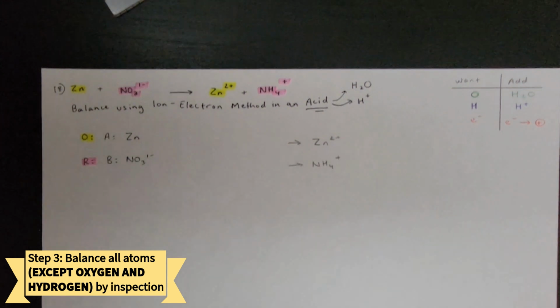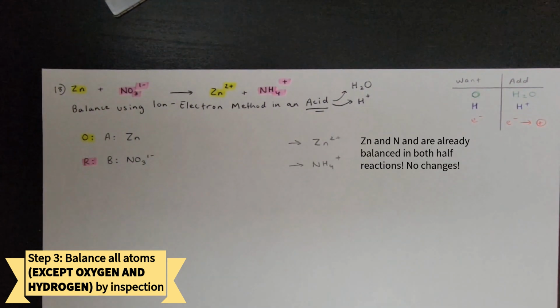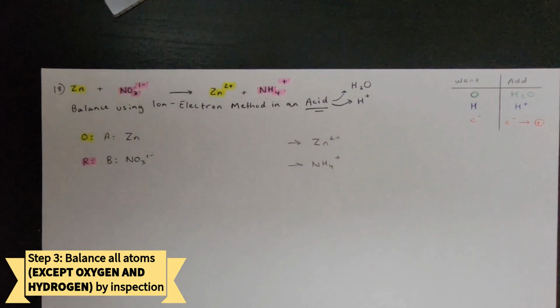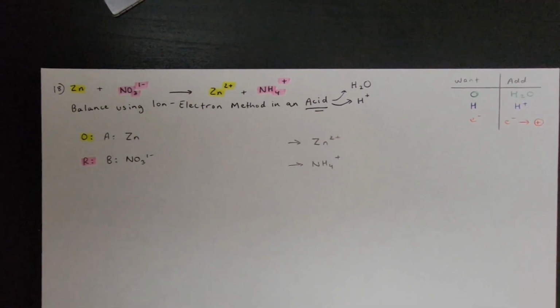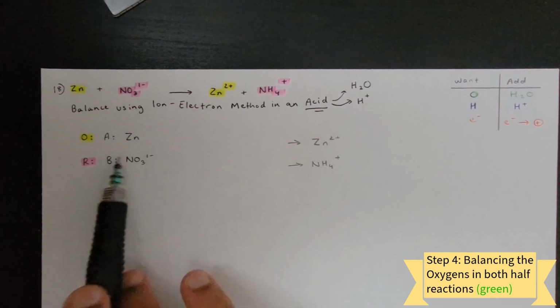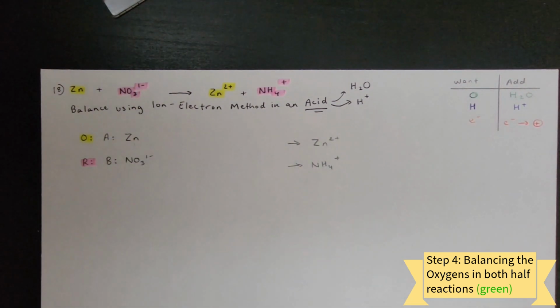We can see that there's one Zn on each side, so it's already balanced, and one N on each side, already balanced. So now we can keep going and start balancing using OH and electrons. Starting with oxygens, we can see that reaction A doesn't actually have any oxygens, so we can go straight to reaction B and add oxygens there.